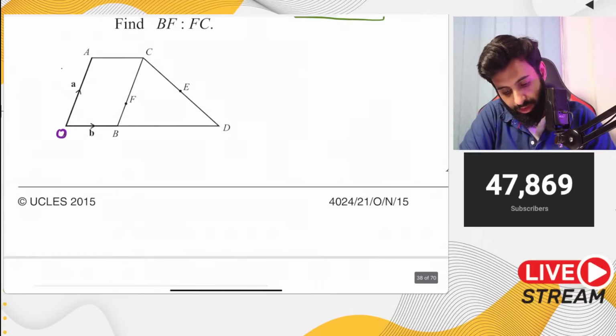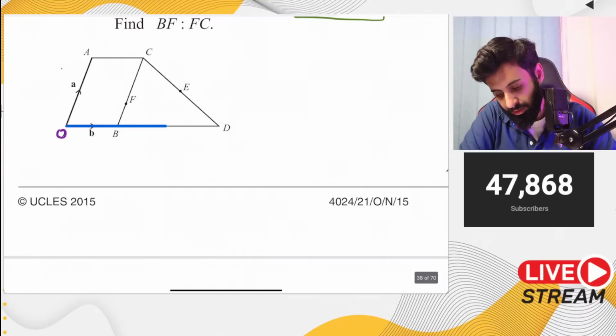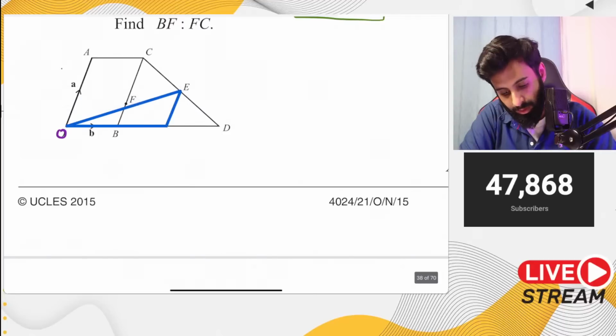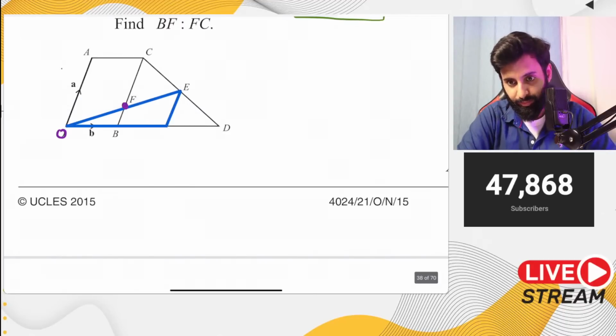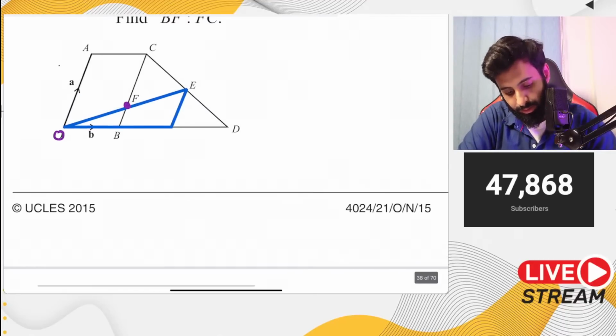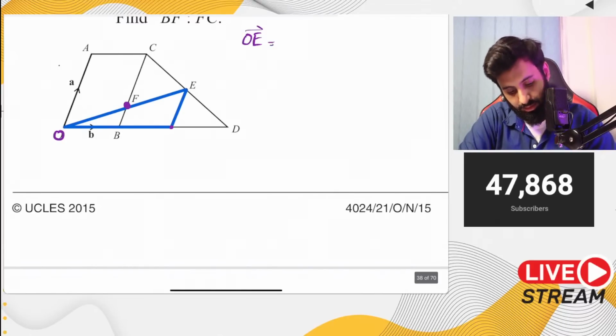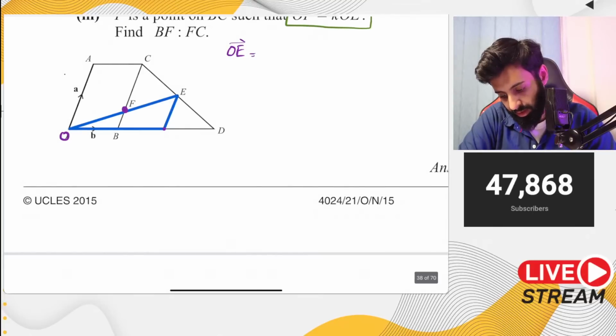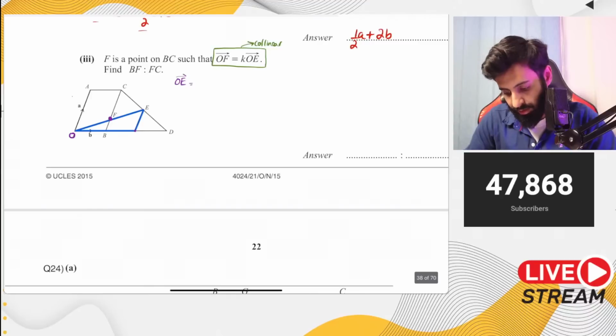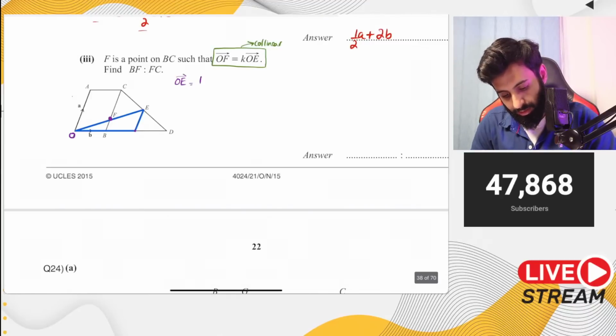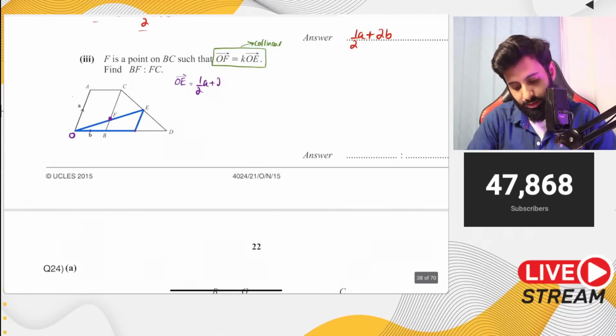कि आपको OF दिया हुआ है और आपको OE दिया हुआ है, ठीक है. You're told that OF is K times of OE, which only tells you that the two vectors are collinear. Okay. Now, I'll make it simple. Don't worry. अब देखो, OE is what? OE is the following. We worked it out earlier. OE is half A plus 2P. Half A plus 2P. Okay.